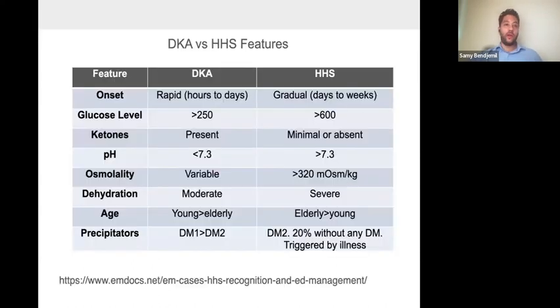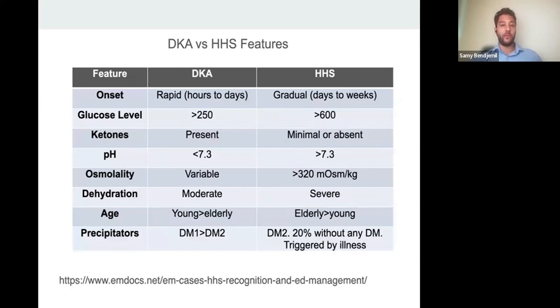This is a table summarizing the difference between DKA and HHS. One thing to look at is the rapid onset of DKA, hours to days, whereas HHS is days to weeks. While both are hyperglycemic states, in HHS the glucose level is oftentimes even greater than 600 or more. There are no ketones in HHS, therefore no acidosis, which you do see in DKA. Another hallmark of HHS is increased osmolality in the blood, along with severe dehydration.